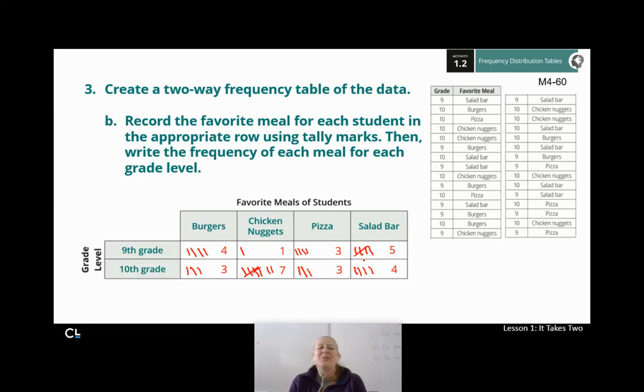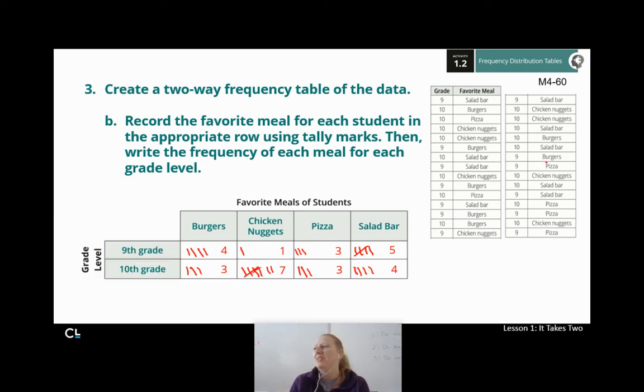All right, so we filled in our table. You may want to double check. I do know that these numbers are right. I did double check that. So 4, 1, 3, 5, 3, 7, 3, and 4. Looks like I just got an extra pizza in there, and an extra pizza up there too. There, that's better.